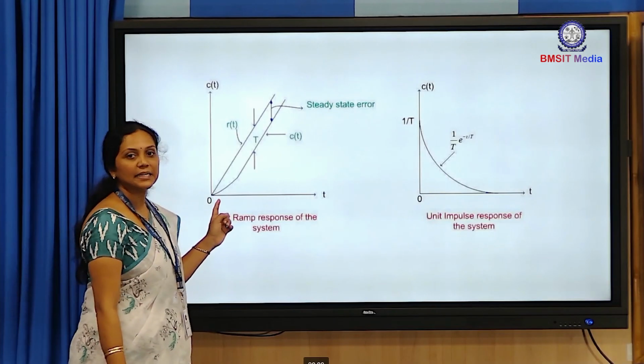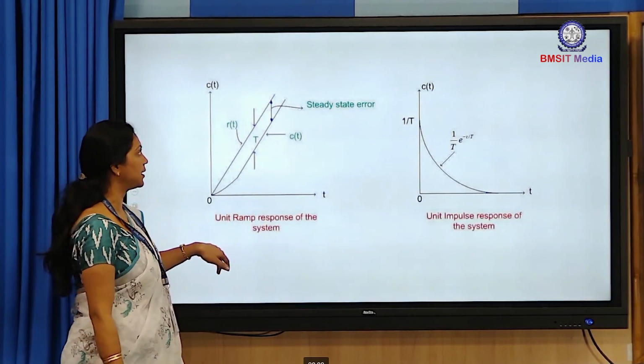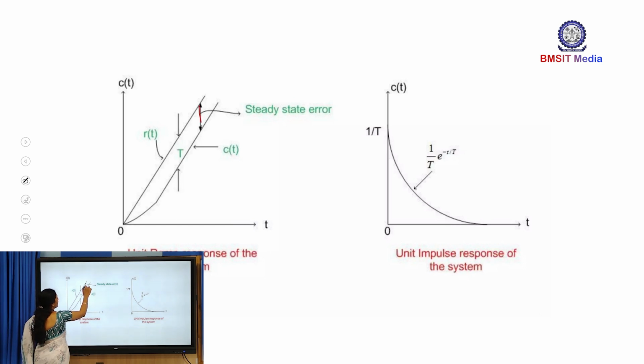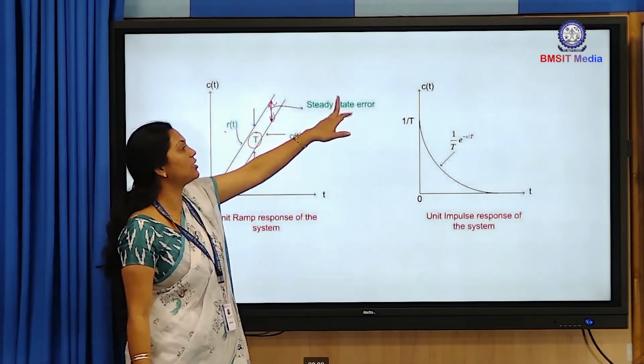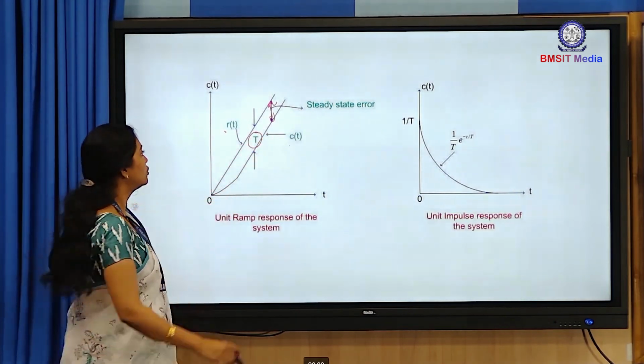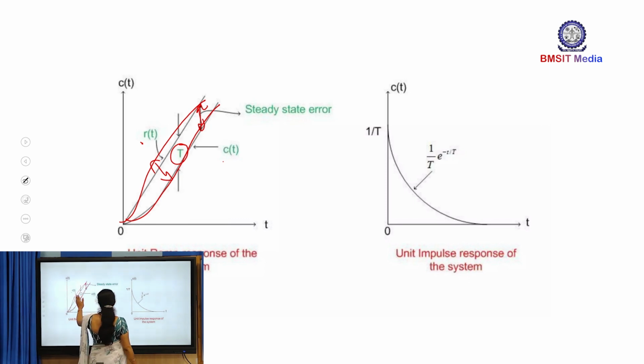How am I getting the response now? This is the unit ramp response of the system. Here, whatever the difference that you are going to get between r of t as well as c of t is nothing but the time constant t. And this time constant t is nothing but your steady state error. So, this will be your output. This is nothing but the input. In between this, whatever the error that you are going to get is nothing but the steady state error.